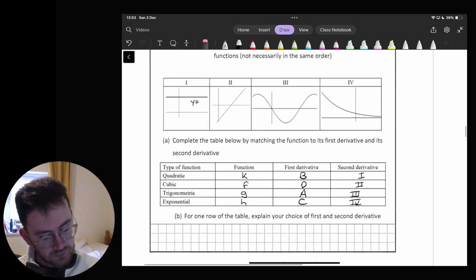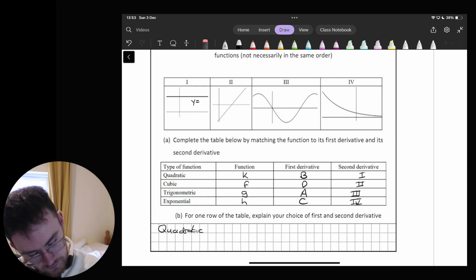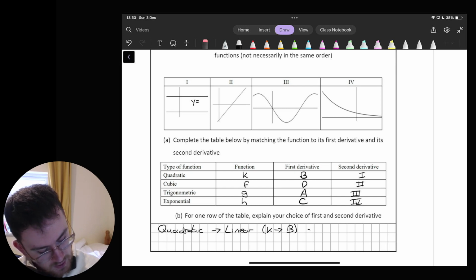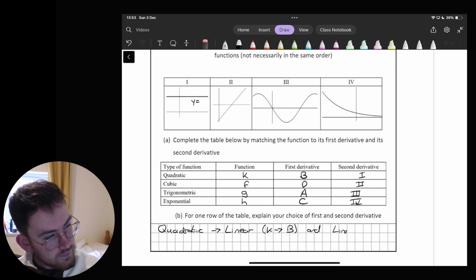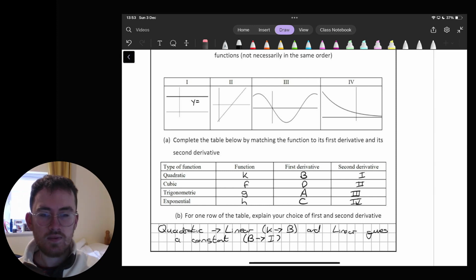Okay. So for one row, we have to explain our choice. So we could say a quadratic will go to a linear function. So that's why k goes to b. And linear gives a constant when it's differentiated. So when I differentiate a linear function, that will go to a constant function. Okay. Similarly, we could explain the other ones.